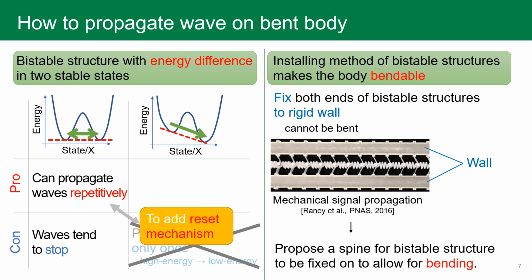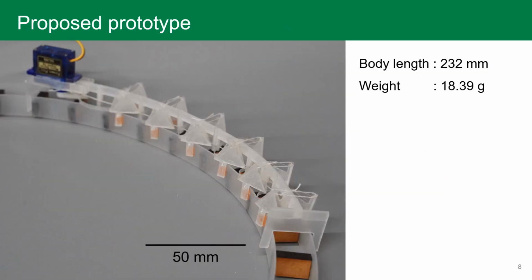In previous studies on wave propagation, both ends of bistable structures are fixed to the wall, which cannot accommodate bending. In this study, we propose a spline for bistable structure to be fixed onto, to allow for bending. This is a prototype we built. I will explain in the following slides.